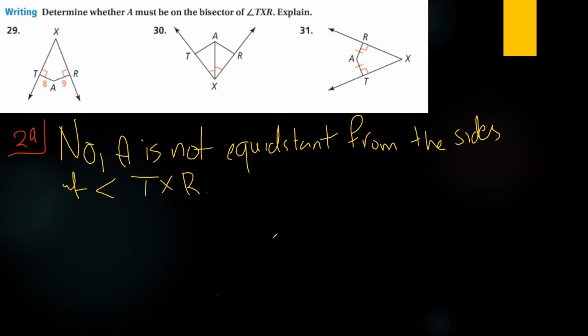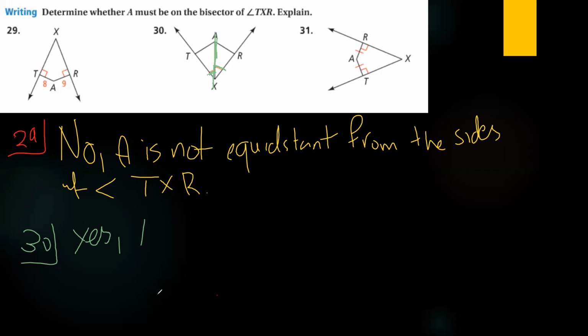Fine. Number 30 now. In number 30 here, we have an angle A, and this bisector A cuts the angle into two equal angles. Can I say that A is on the bisector? Yes, teacher, it's the bisector. Yes, bravo. I will say yes because it divides into equal angles.